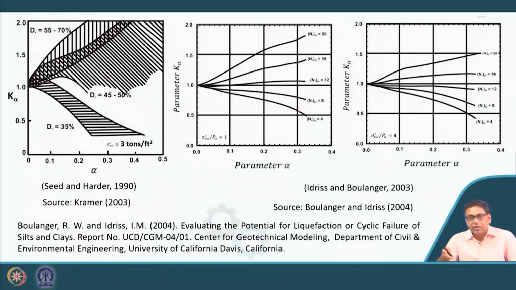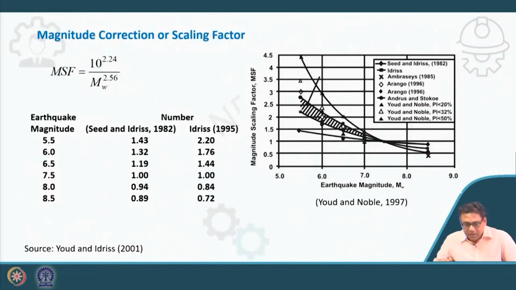So basically there are three corrections. One is the magnitude scaling factor. One is for effective overburden pressure. If you have very high effective overburden pressure, greater than 100 kPa, you have to apply the correction factor. And another is the presence of static shear stress. You have to apply the correction factor. Okay, so these are all.